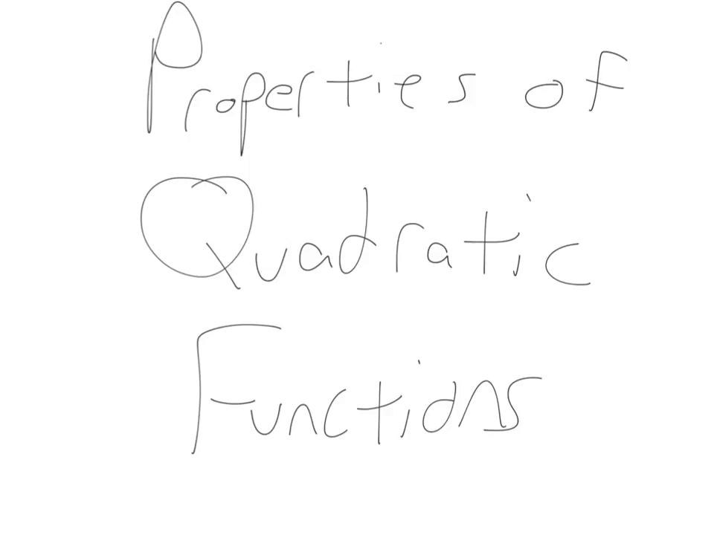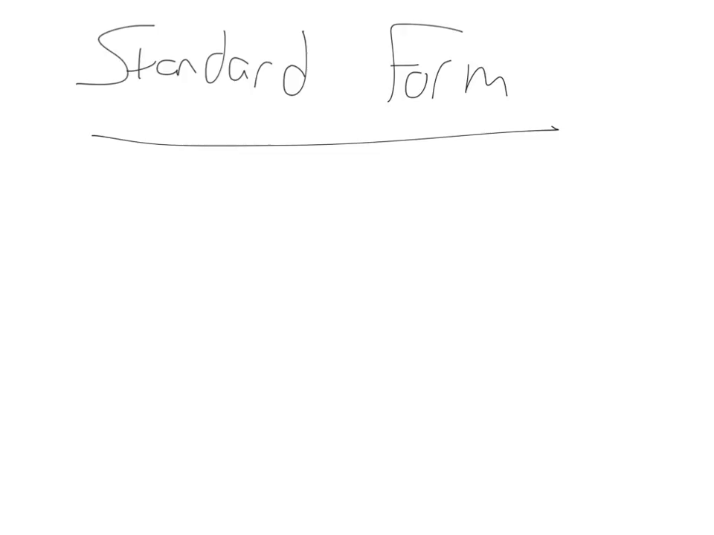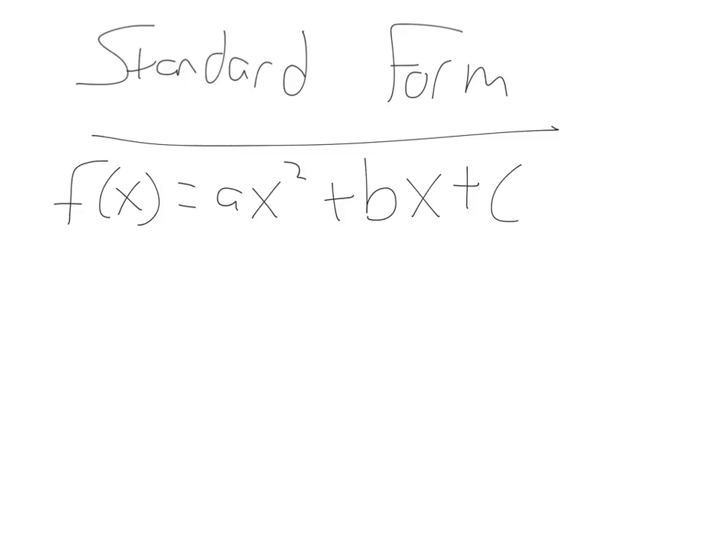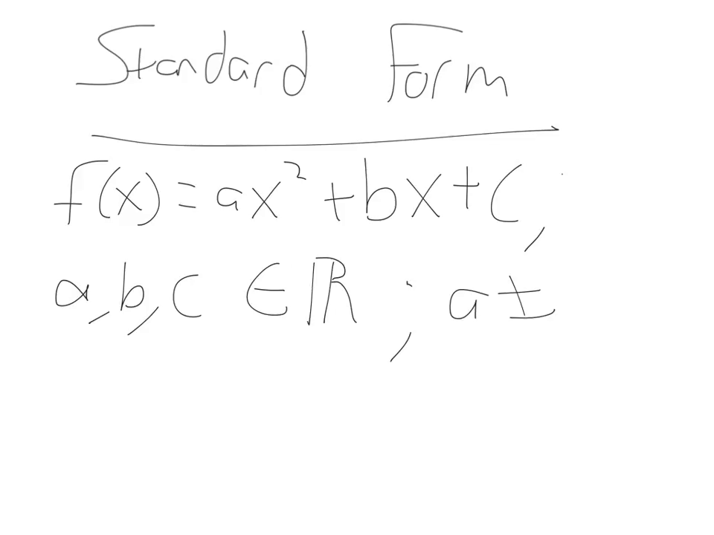Alright, this video is going to go over the properties of quadratic functions. The standard form of a quadratic is f of x equals ax squared plus bx plus c, with a, b, and c being contained in the set of real numbers, and also the number in front of x squared is not 0. Because if that happened, you'd end up with just bx plus c, so you'd end up with just a linear equation.